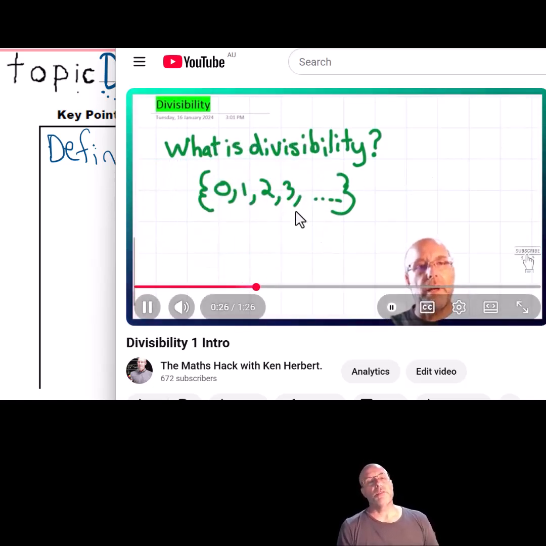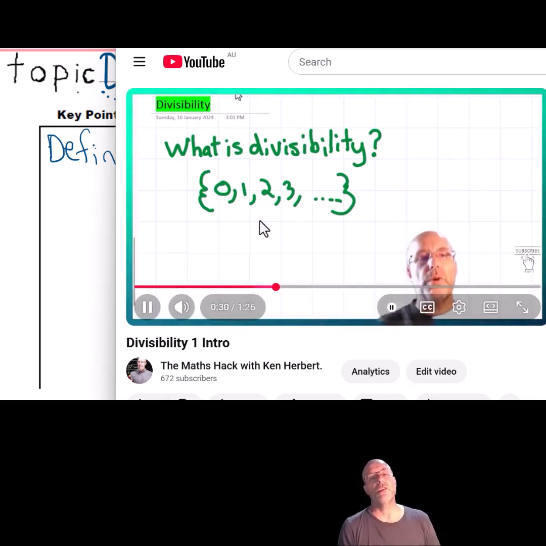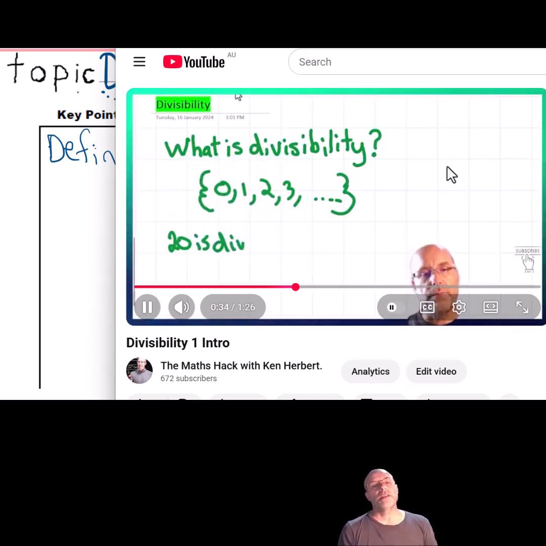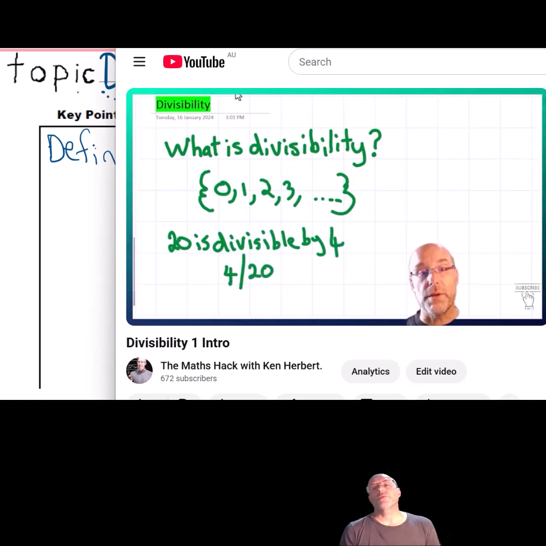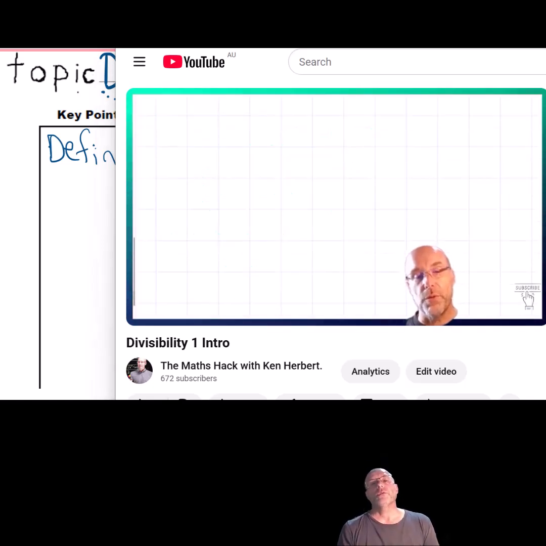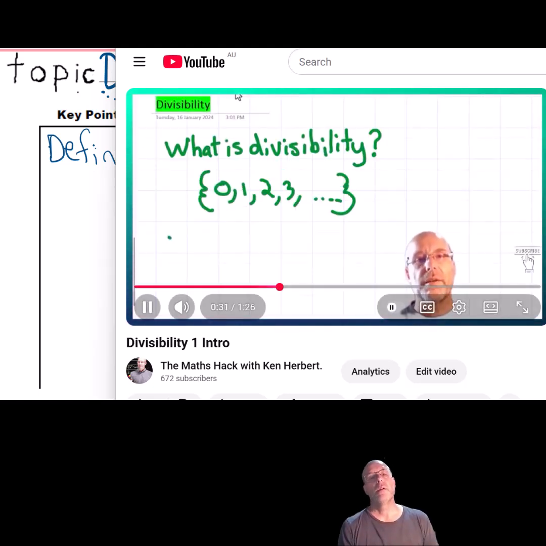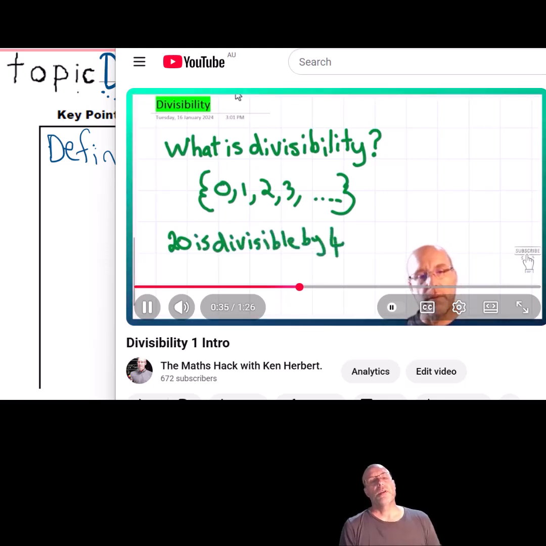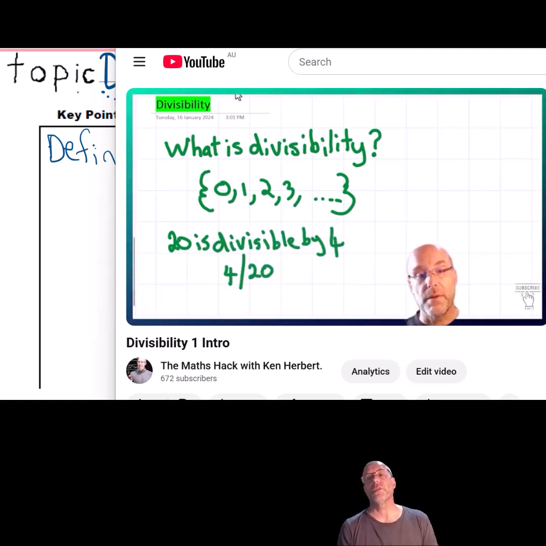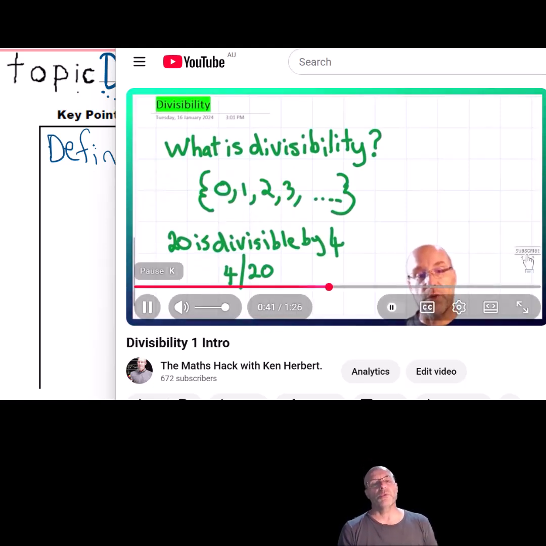You can add to the definition if you need to, or if there's some terminology you need to put on the Cornell notes, you should do that. And here's an example, right? So we just see an example. In that example, we can say that there are some key things there. So 20 is divisible by 4, and the notation 4/20 is introduced there. So that's really important. So we pause the video.